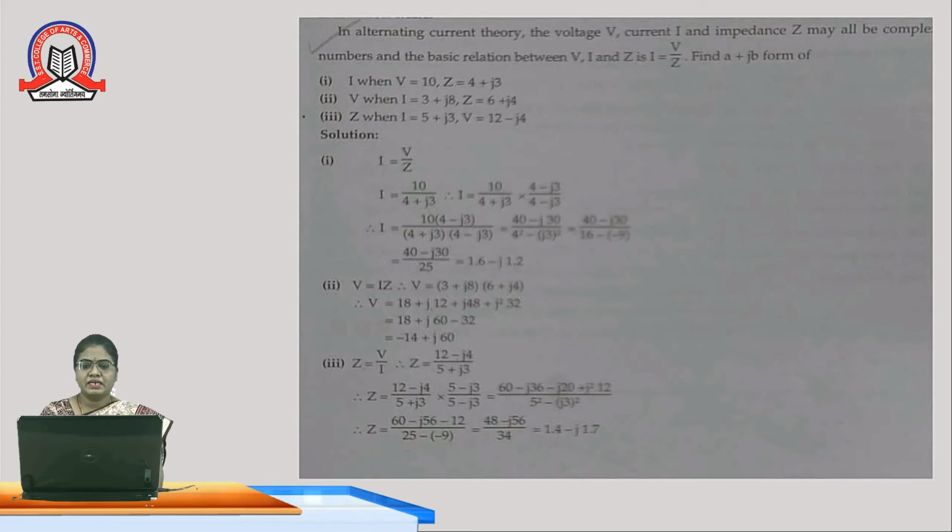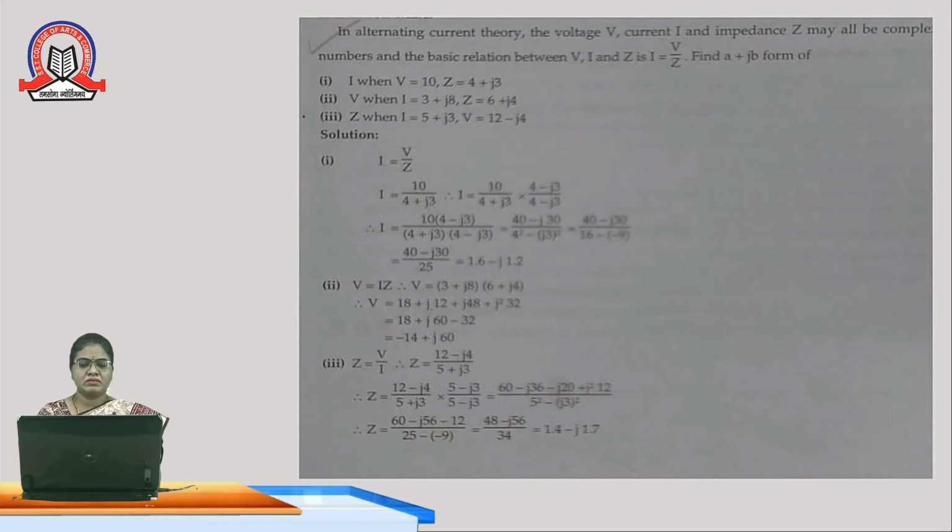In alternating current theory, the voltage notation is V, current is I and impedance Z, we are having as complex numbers. The basic relationship between these three is I equal to V by Z. We want to find the complex term a plus jb from the given three conditions. First condition, we want to find I when V equal to 10, Z equal to 4 plus j3. Similarly, the other two. For the first problem, we know the given relation I equal to V by Z.